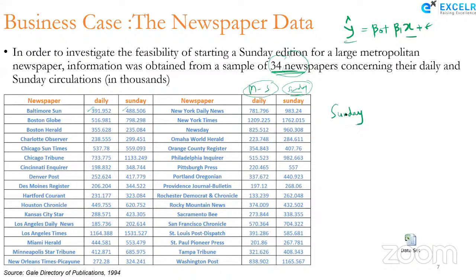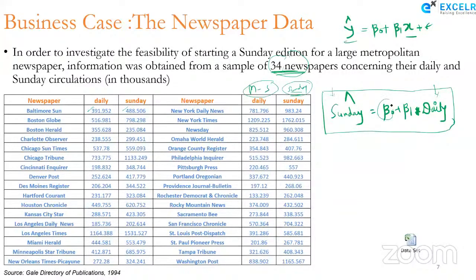What are we trying to predict? Sunday sales, right? So Sunday cap is equal to beta naught plus beta 1 into x, where the input is nothing but your daily sales, right? So this is your regression equation. And you have your daily data, you have your past Sunday data. The only unknown parameters are your beta naught and beta 1, which you can learn. So the parameters beta naught and beta 1 will be learned from the data.